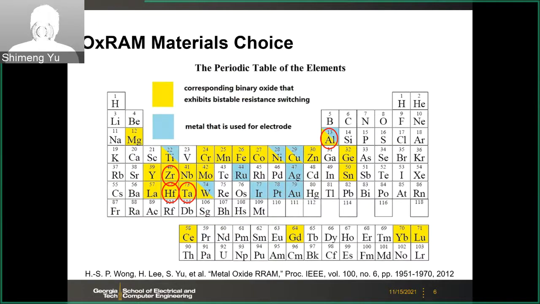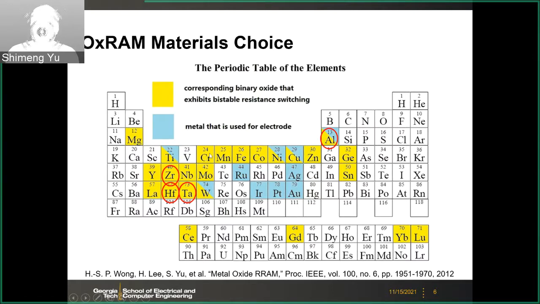So here in this lecture, let's focus more on the oxide RRAM, which is based on the oxygen vacancies to form the filaments. And even back in 2012, I helped my PhD advisor, Professor Wang, to write this review article published in the Proceedings of the IEEE, which I believe today has been cited more than 2,000 times. So even at that time, we summarized the material choices for the oxide RRAM.